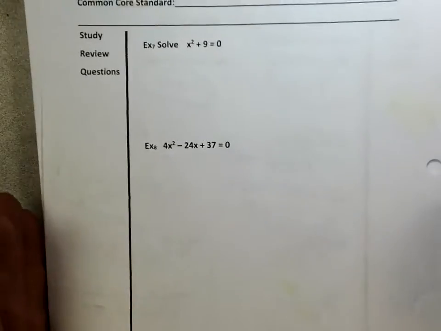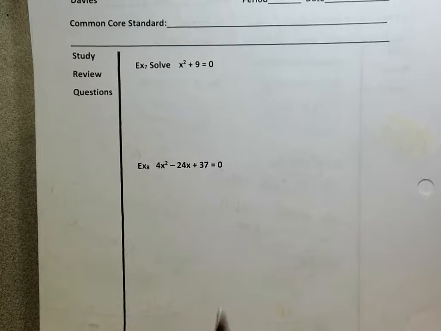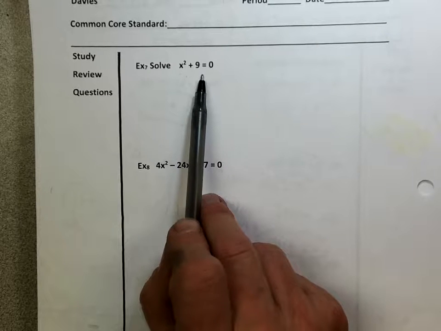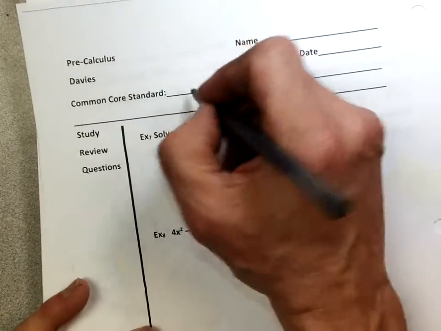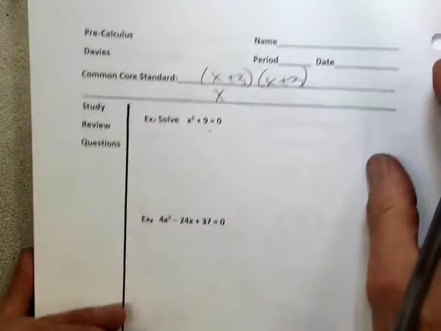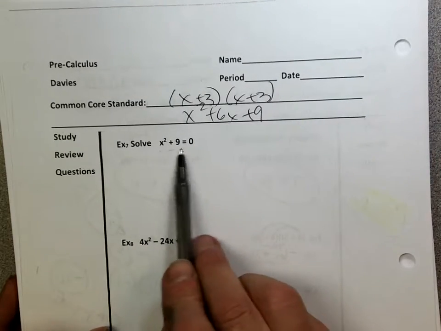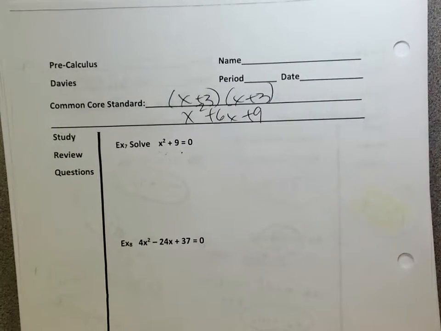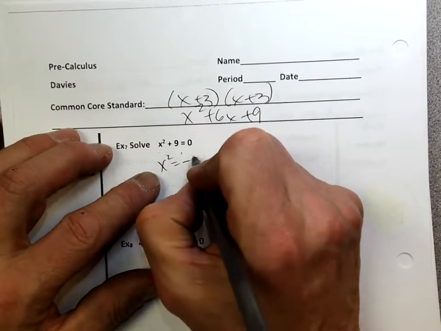So now let's use this information to solve, okay? So example 7. Okay, this will not factor. If you try and factor it into x plus 3, real quick, I want to show you this. This will not factor. x plus 3 squared will give you a middle term, x squared plus 6x plus 9, okay? So this will not factor. So what do we do? We try and solve it. So I'm going to bring over the 9, subtract the 9. x squared equals negative 9, right?